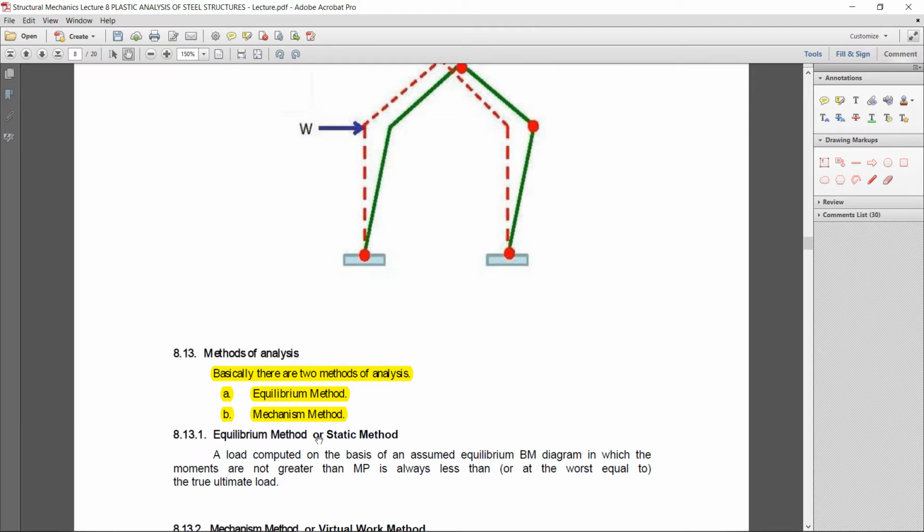First, the equilibrium method. In the equilibrium method, we simply plot the bending moment diagram of the beam and we point out the location where the maximum bending moment will occur. From that we get the collapse load. That is the equilibrium method. It is a load computed on the basis of an assumed equilibrium bending moment diagram in which the moments are not greater than Mp. Definitely the load will be less than, or at the worst equal to, the true ultimate load. There may be a chance that it is equal at the worst, but it is always less than the plastic moment.